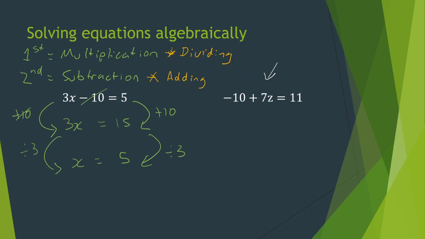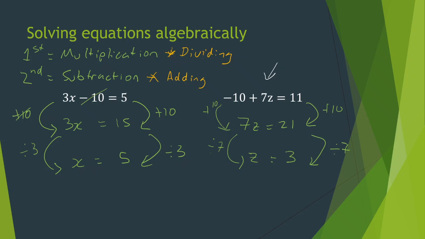And how do we do that? We do that by adding to both sides. So I'm going to add 10, and this is going to give me 7z equals 21. And to cancel out multiplication, we are going to divide. And to do that, we're going to divide both sides by 7. 7z divided by 7 is just z, and 21 divided by 7 is 3.